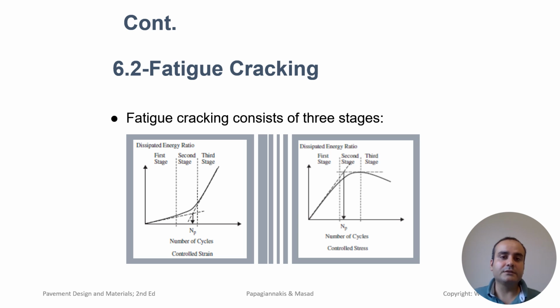In the final stage of fatigue cracking, the cracks on the surface of the pavement start to interconnect, forming a network of cracks that often resembles an alligator's skin. At this stage, the pavement has lost much of its structural integrity, and its load-carrying capacity is significantly reduced.